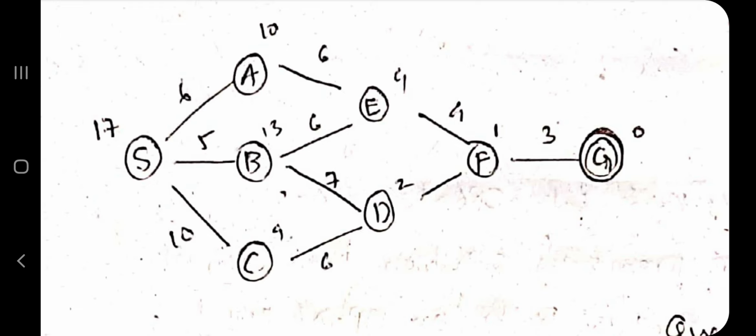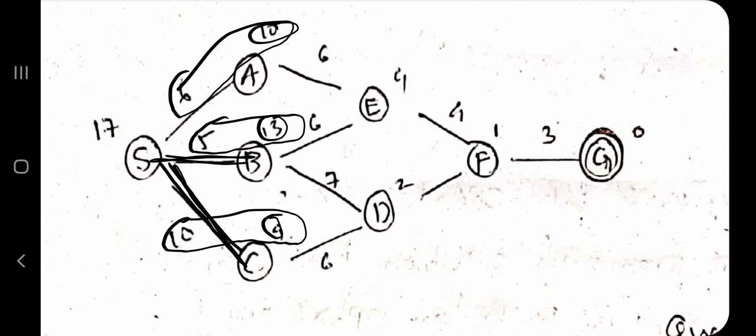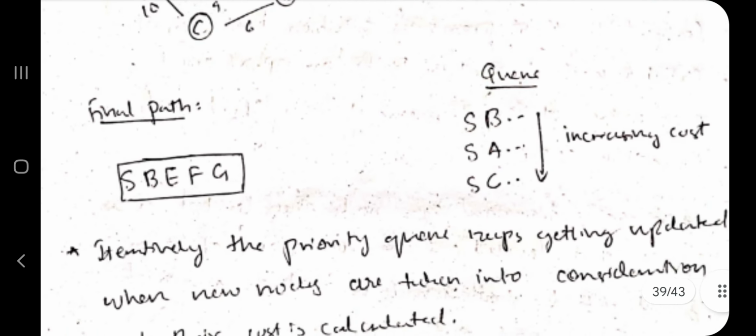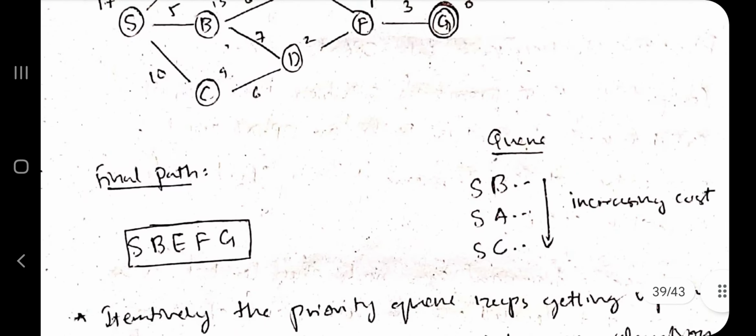Along with doing that, I should add the heuristic values too. What is 6 plus 10? 16. 5 plus 13 is 18. 10 plus 4 is 14. Without adding the heuristic function, I get the shorter path as this one. Adding the heuristic function values, I get SC as the smallest one. So in the next iteration, SC will be given more priority. Like that we'll keep on doing.